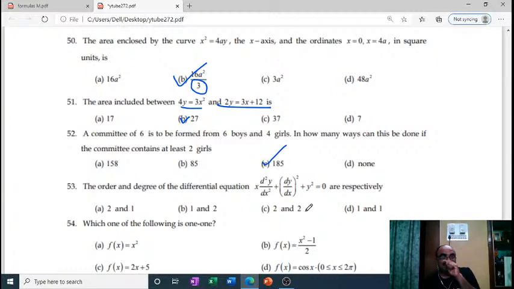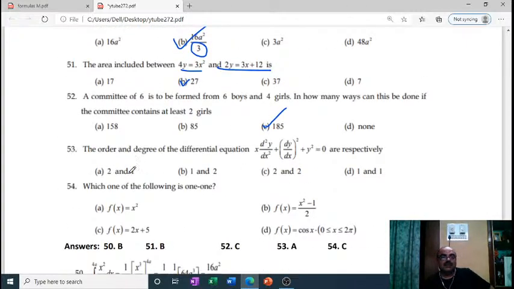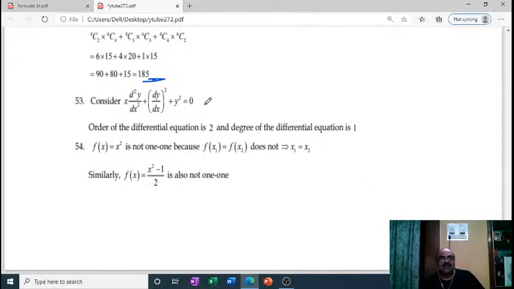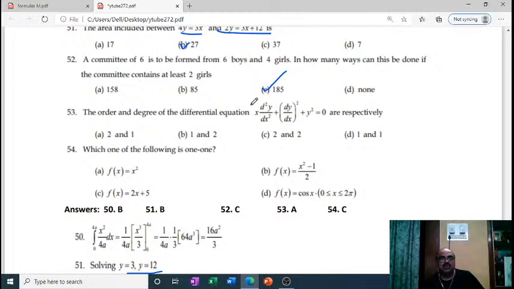This is that. The order and degree of the equation. When you see the equation itself, you can say what it is, respectively. When this is equal to 0, the order of the differential equation is 2 and the degree of the differential equation is 1. 2 and 1. You need to be careful. 1 and 2 is there, 2 and 1. Order and degree, they have said order is 2, degree is 1. Be careful, never make mistakes with this kind of sums.